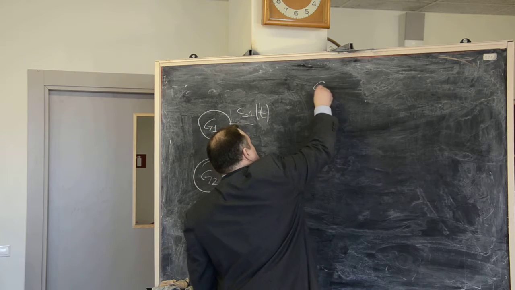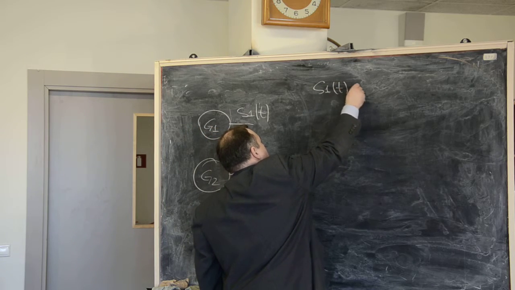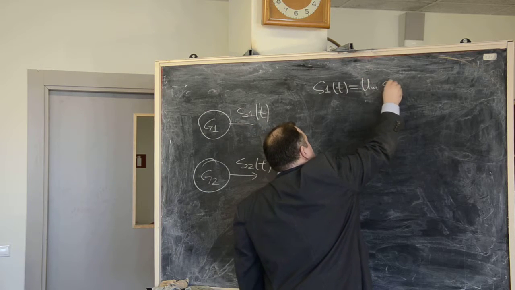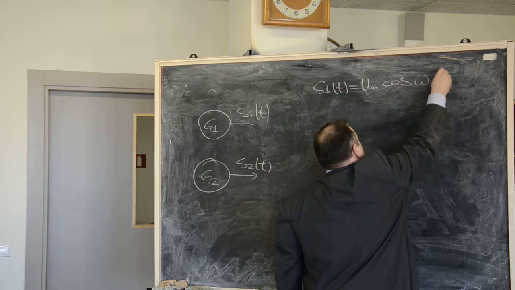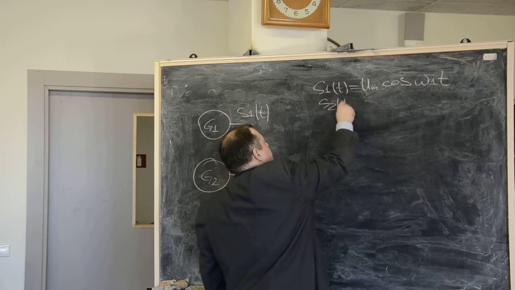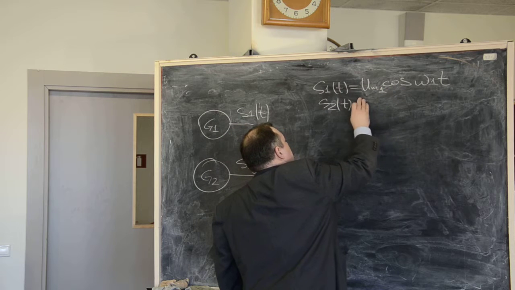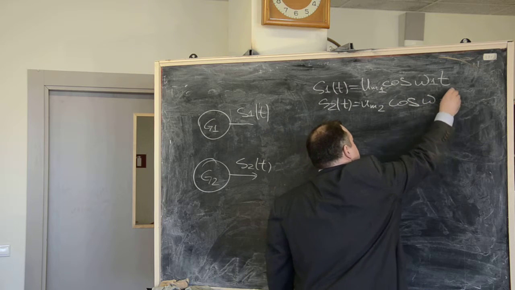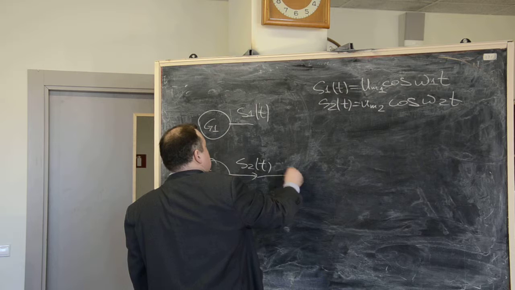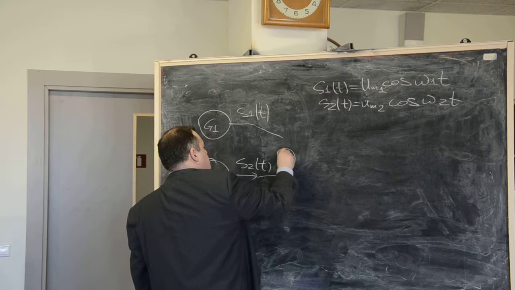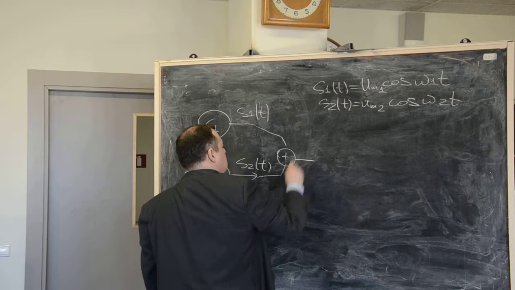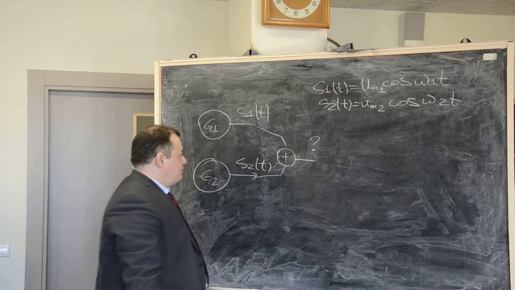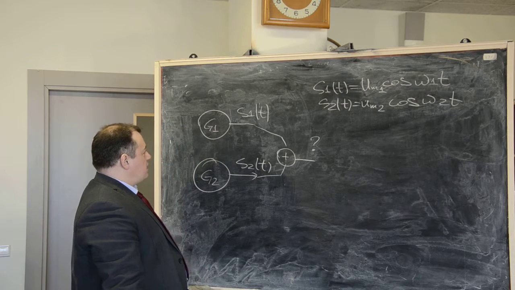We can say that S1 was some max cosine omega 1 t, and S2 was some max cosine omega 2 t. We got a sum of such signals. What we received, what we got here.